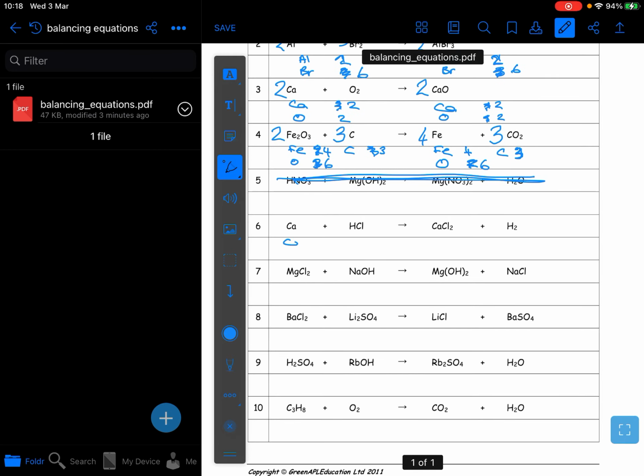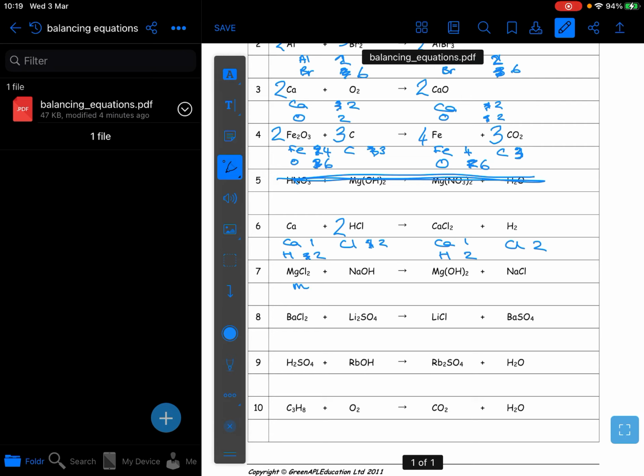So we've got calcium, hydrogen and chlorine. We've got 1, 1 and 1, 1, 2 and 2. Okay, so we need both hydrogen and chlorine on the left hand side to be 2. That's nice and easy. We'll put a big 2 in front of it. 2 and 2. Check it. Calcium 1, hydrogen 2, chlorine 2, lovely jubbly.